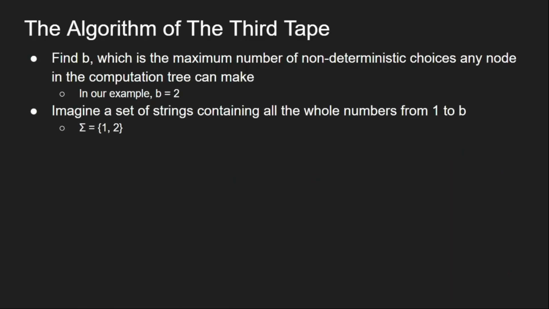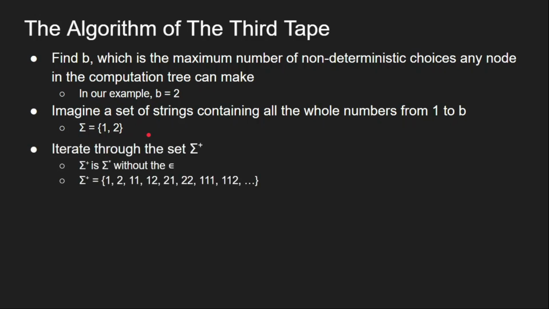Then imagine a set of strings containing all the whole numbers from 1 to B. So if B is 5, this would contain the strings 1, 2, 3, 4, 5. In this case it's 2, so our sigma simply contains string 1 and string 2. So what the algorithm is going to do is iterate through the set sigma plus. Now to understand this, sigma plus is very similar to sigma star, which you might be more familiar with, but it doesn't include the empty string.